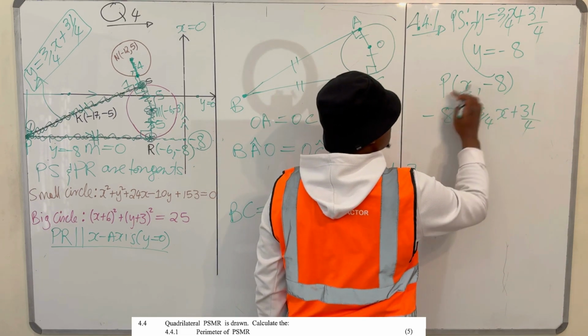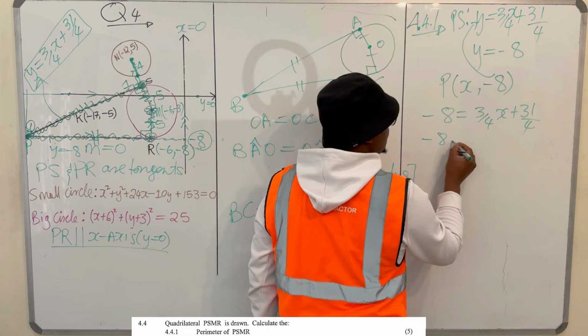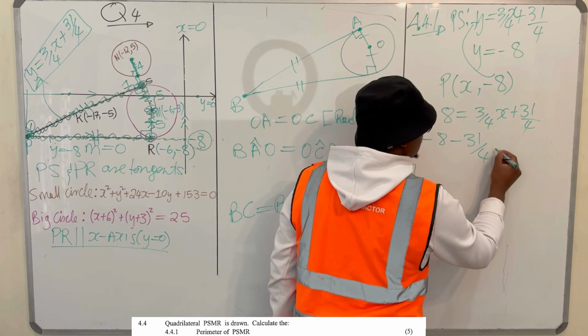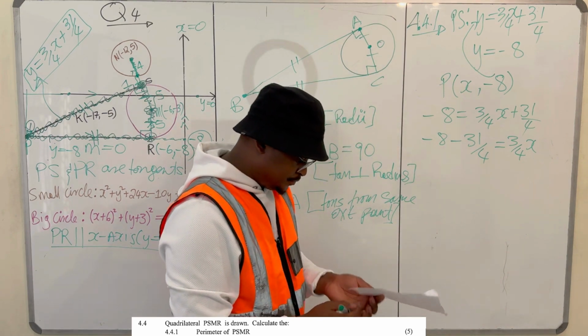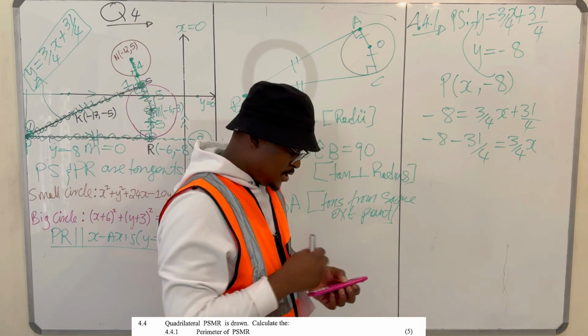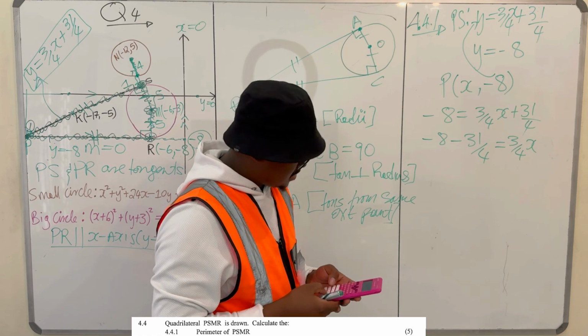Then transpose this to the other side. So you have minus 8 minus 31 over 4 is equal to 3 over 4 x. Find the answer to this. So have minus 8 minus 31 over 4.